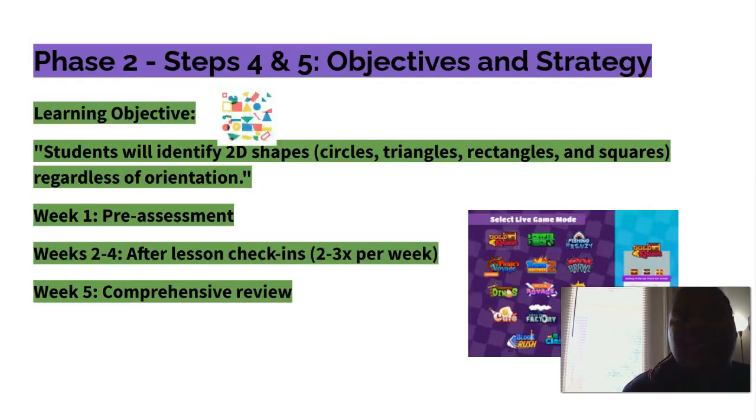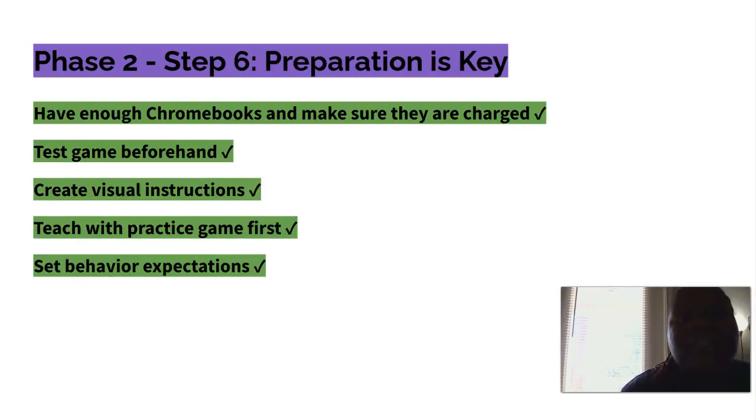In Phase 2, I designed my integration framework. My objective was that students would identify two-dimensional shapes regardless of orientation, aligned with our Texas kindergarten math standards. My strategy was to use Blooket 2 to 3 times per week for 10 to 15 minutes. I start with the pre-assessment, use quick games after lessons to check for understanding, and end with a comprehensive review before the test. The relative advantage over worksheets was immediate feedback. Compared to whole group questioning, every student participates and I get data on all of them, not just those who raised their hands.